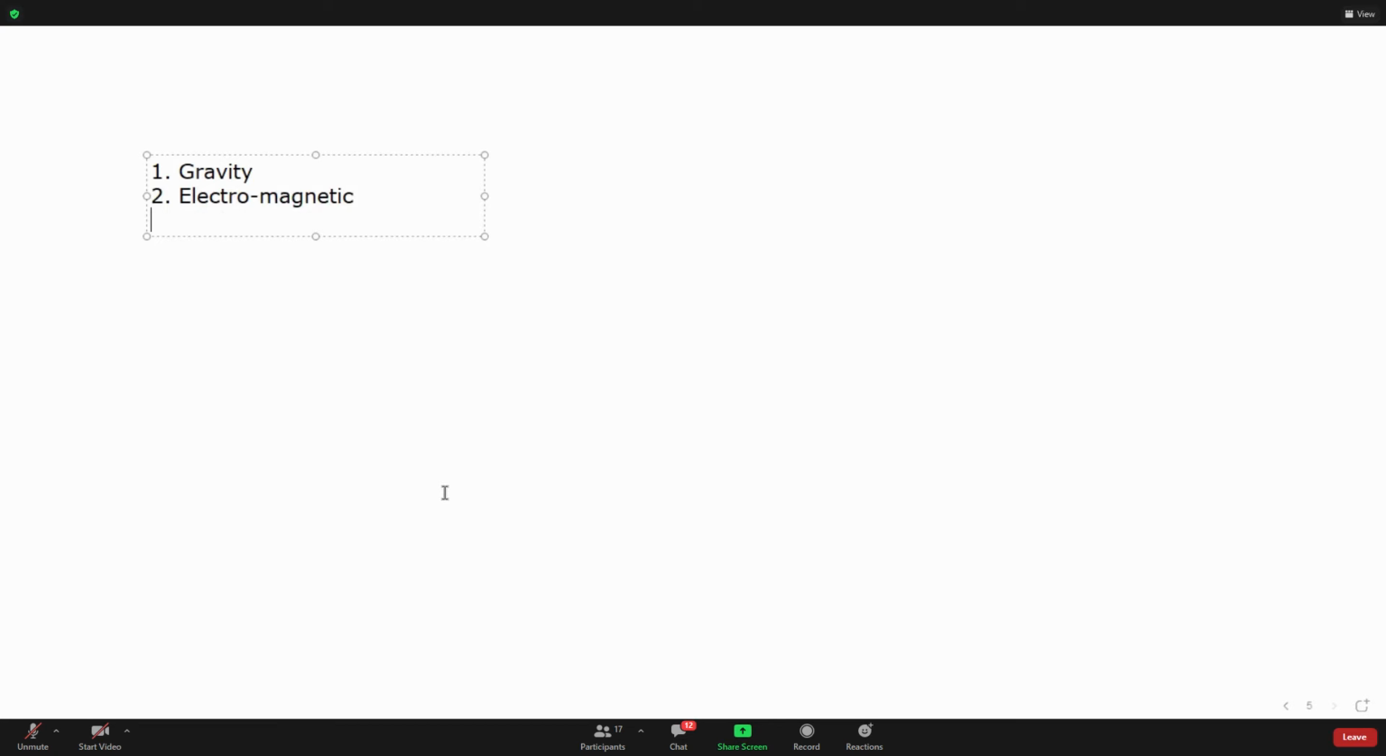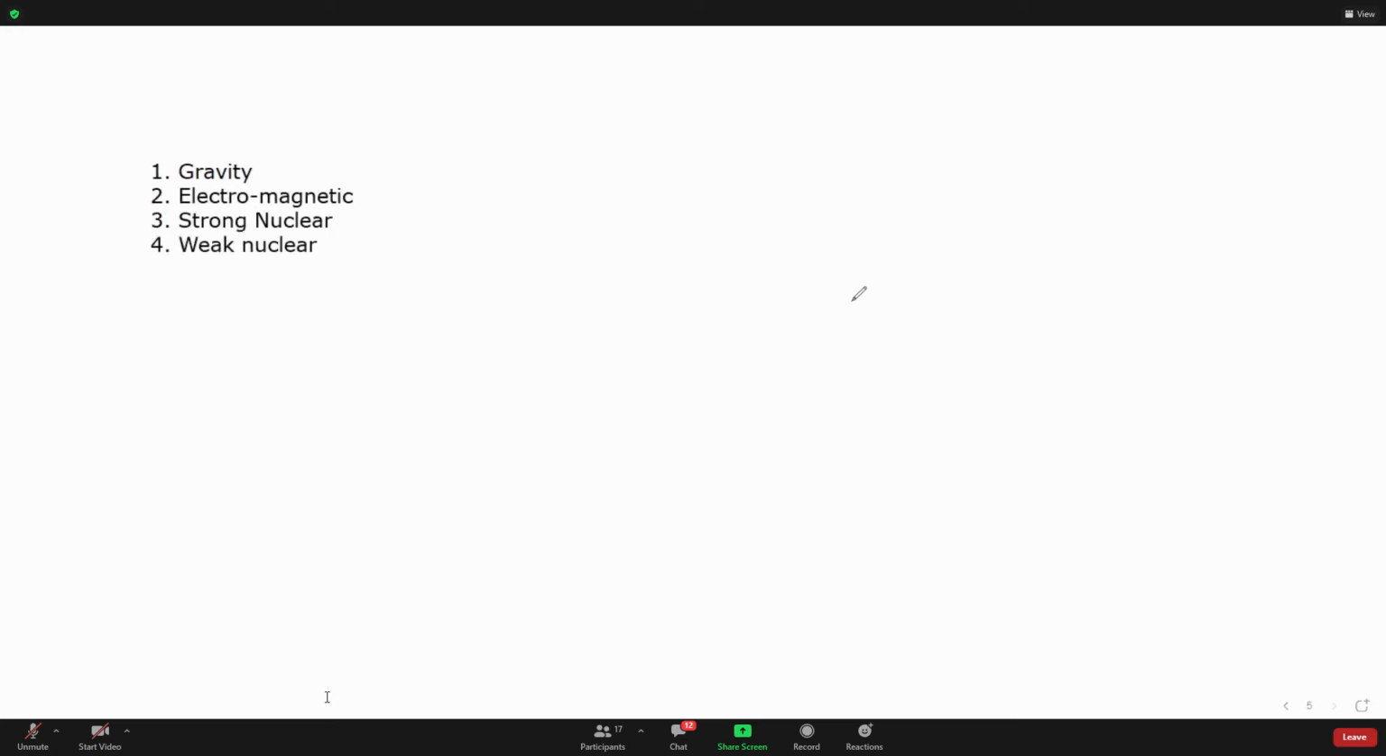Who's had chemistry? Someone who's had chemistry, tell me another one. It's not weak and strong nuclear. There you go. Those are the other 2. And weak nuclear. Okay.